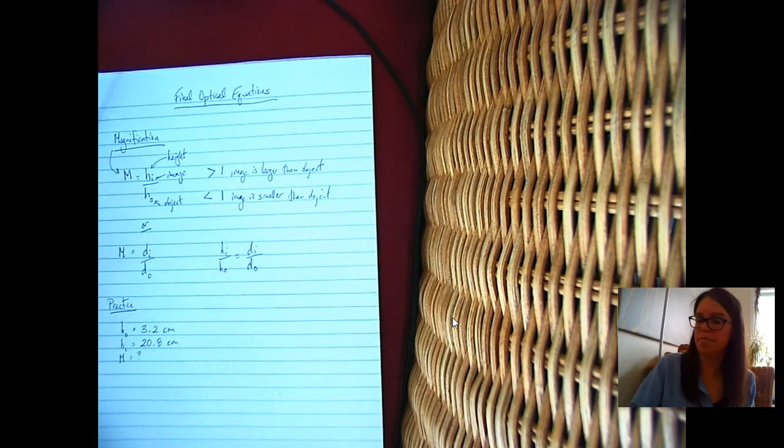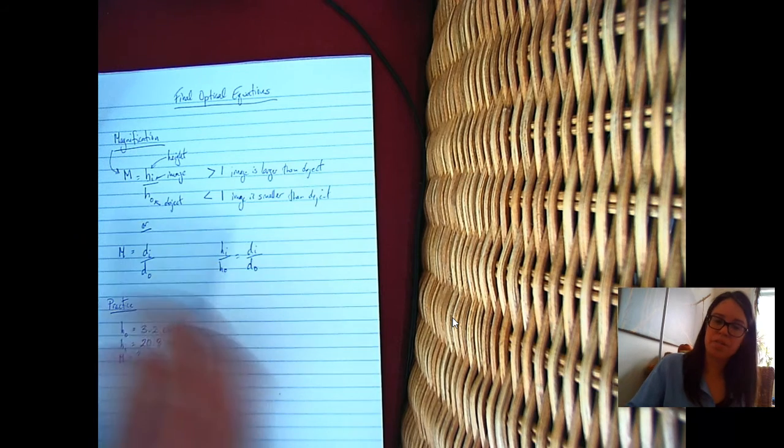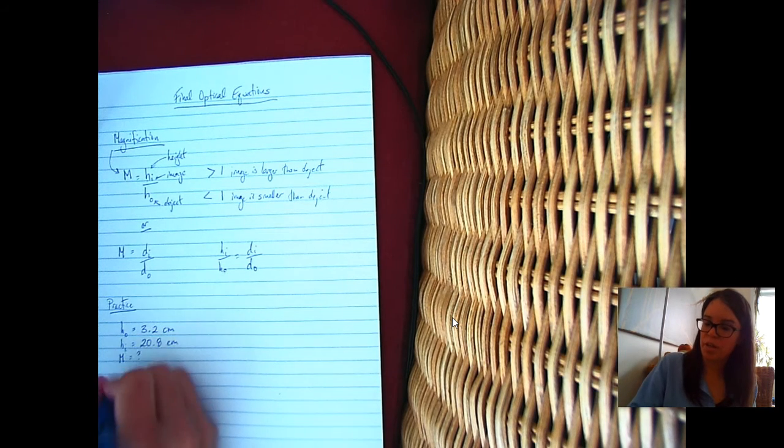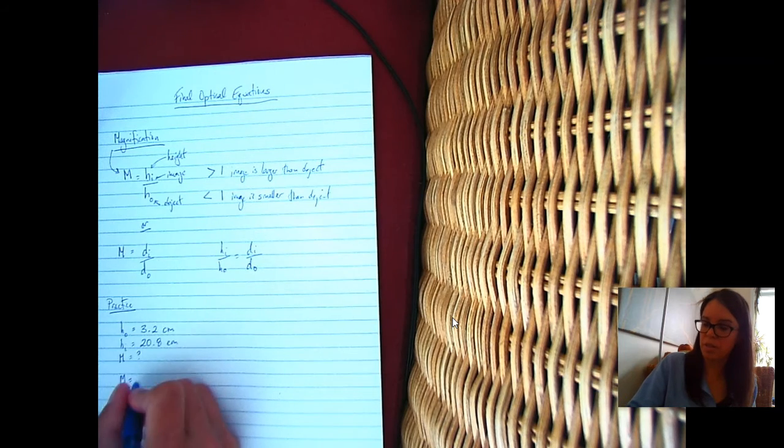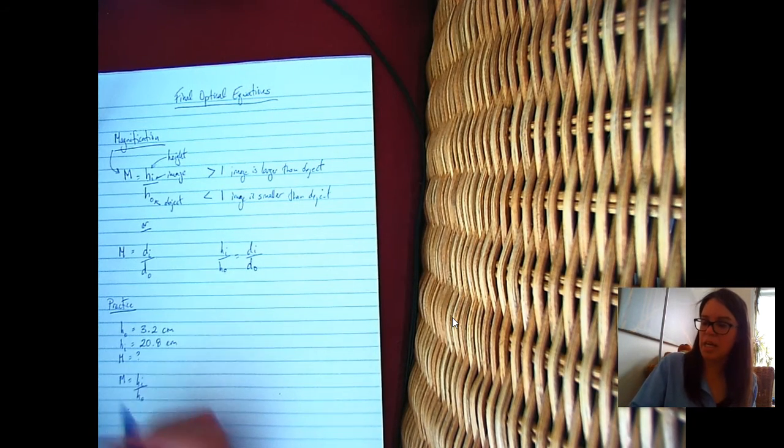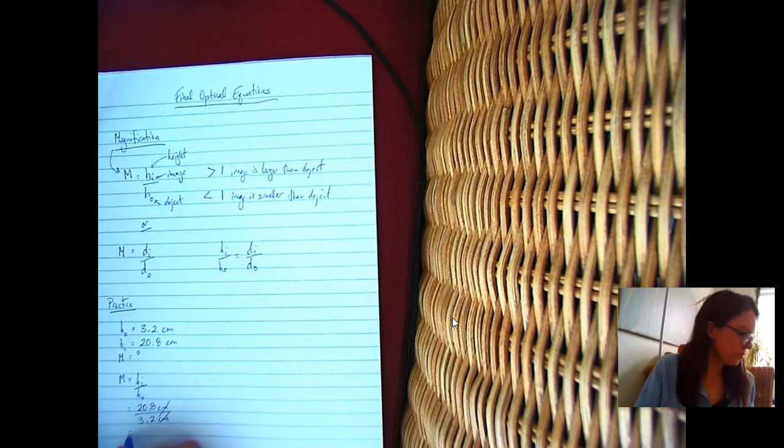That is my unknown. I have all of these formulas here to choose from. I am going to select the one that has the heights in it. So I'm going with this one, height of image over height of object. And I get 20.8. I can put the centimeters there. 3.2 centimeters there. You can see those cancel, so there's no units.